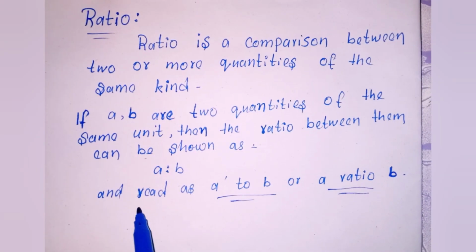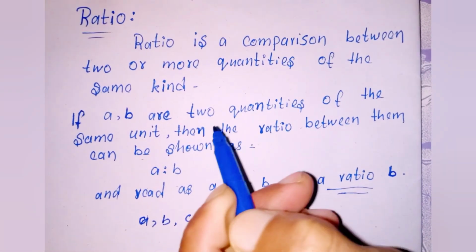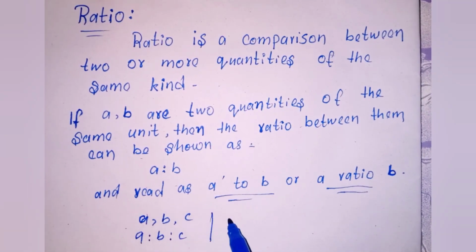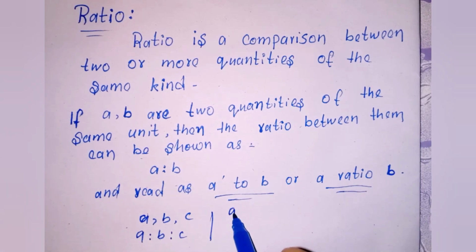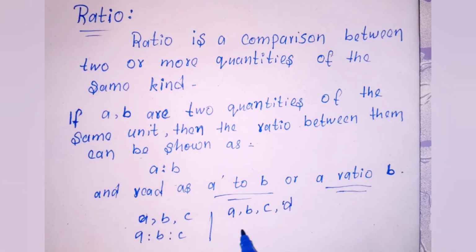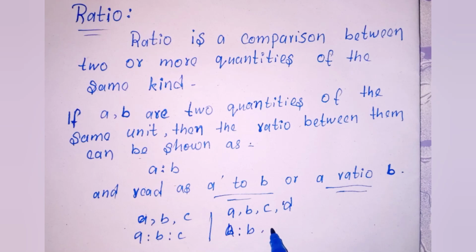Similarly, if we have more than two quantities like A, B, C, their ratio will be A ratio B ratio C. And similarly, if we have more than three quantities of the same unit, A, B, C, and D, their ratio will be A ratio B ratio C ratio D.